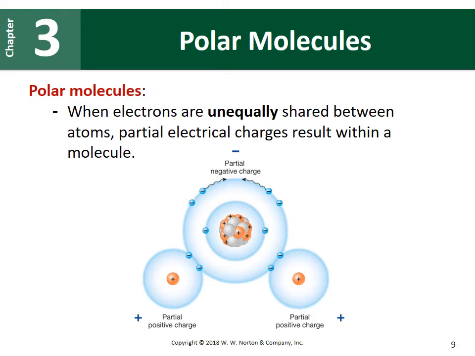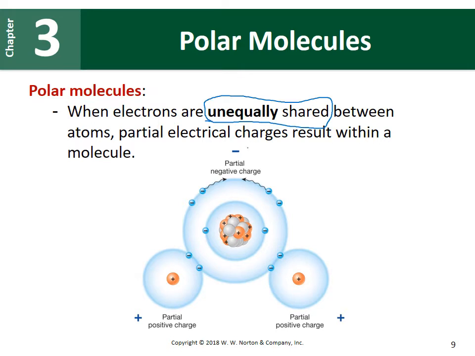When the oxygen and two hydrogens bond with each other, they create a covalent bond. Covalent bonds are when atoms share electrons with each other. But sometimes those electrons are shared unequally, and this will lead to that polarity. So we end up with a water molecule.